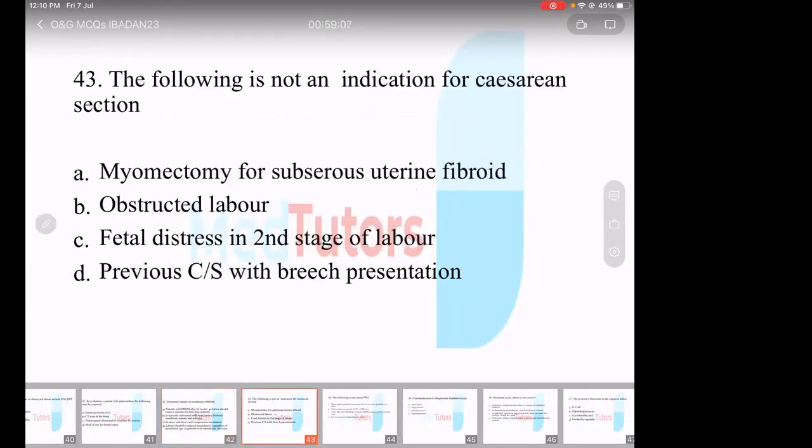Question 43, the following is not an indication for cesarean section. A, myomectomy for subserous uterine fibroid. B, obstructed labor. C, fetal distress in second stage of labor. D, previous CS with breech presentation. So which one is not an indication for cesarean section? Of course, why would you do cesarean section for myomectomy? So A is the answer.